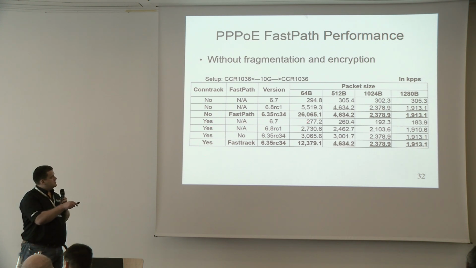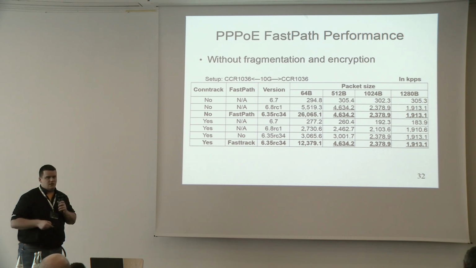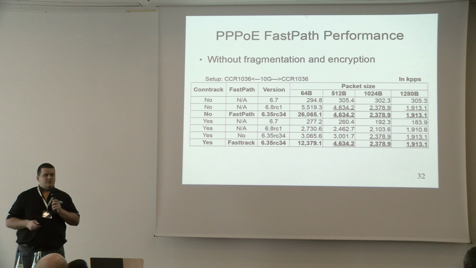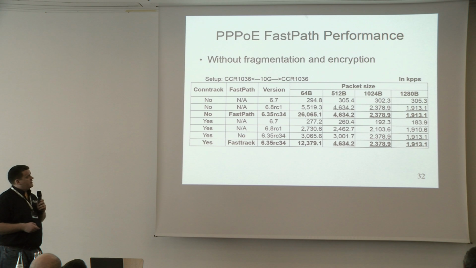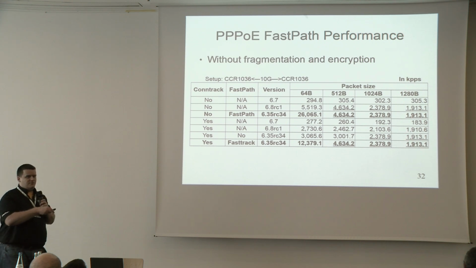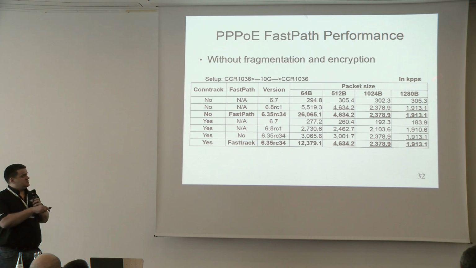Of course, most of you use connection tracking. So we can see the numbers here. When you use connection tracking, instead of FastPath, you use Fasttrack. And as you can see, the difference is almost 4 times between when Fasttrack is enabled and when it's not. Again, as you can see, there are no big packets here, no 1500s, because 1500s will be fragmented when going through PPPoE. So no FastPath for those, that's why that column is missing.